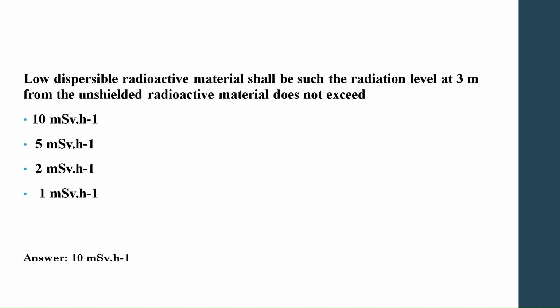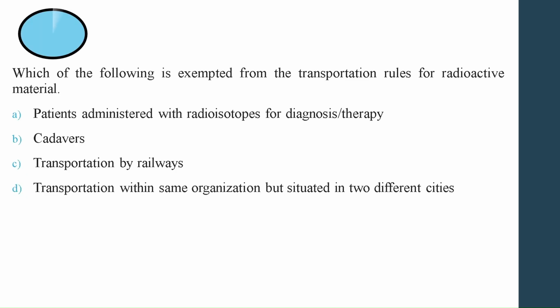So this you have to remember: if the radiation level at 3 meters from the unshielded radioactive material does not exceed 10 millisievert per hour, then it will be in the category of low dispersible radioactive material.